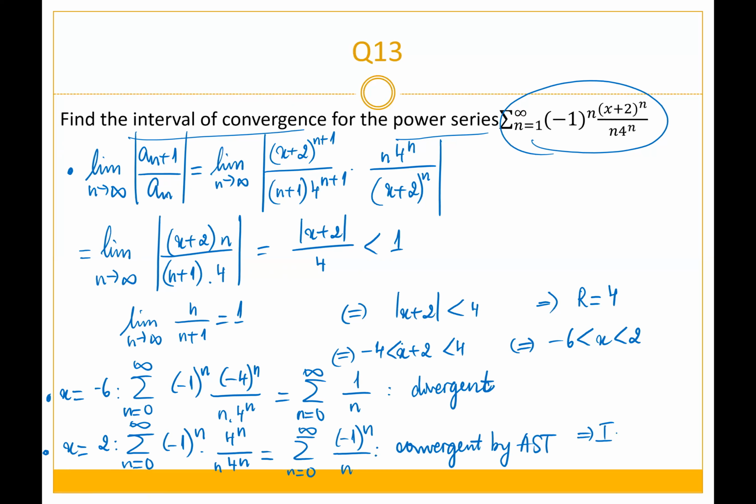Therefore, our interval of convergence is from -6, without taking -6, to 2. We take 2. So this is the interval of convergence. Again, just 2 main steps. First, find the radius of convergence, and determine if you're going to take the 2 endpoints of that interval or not.